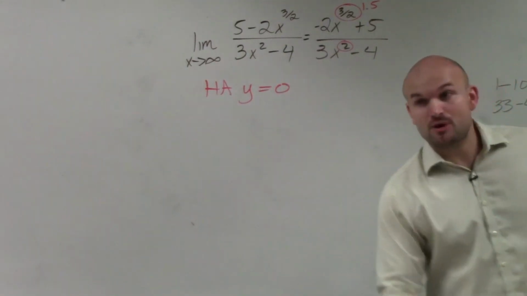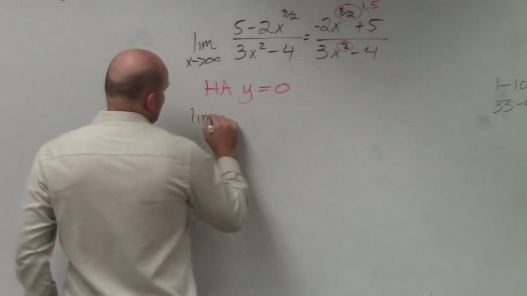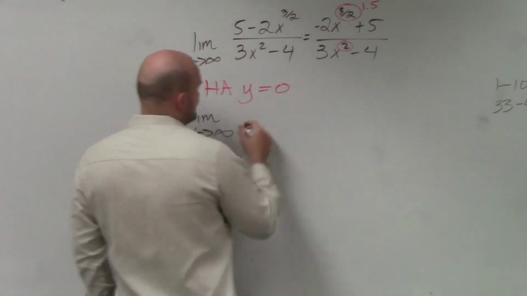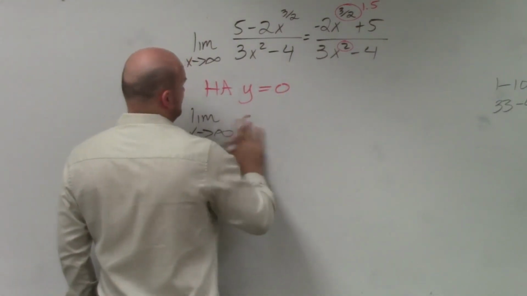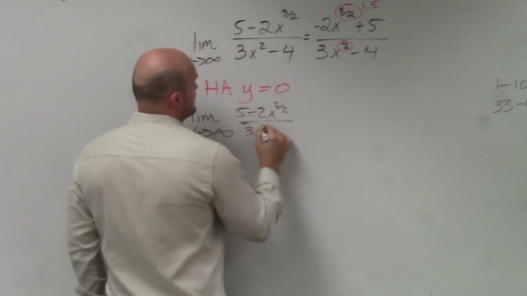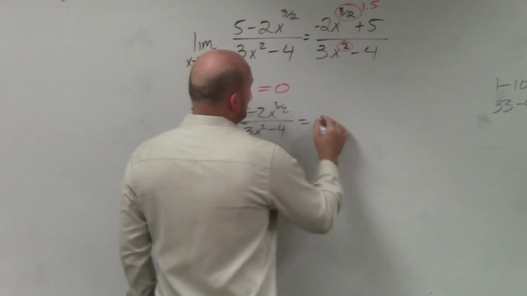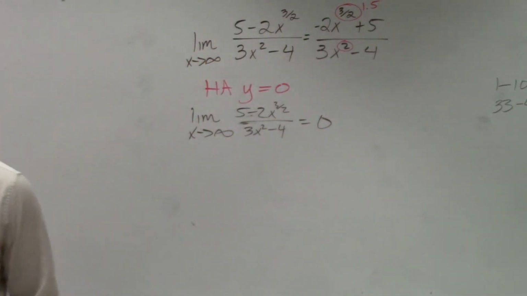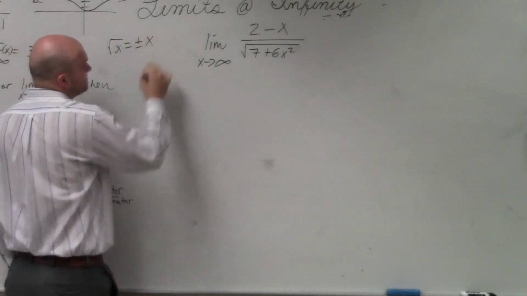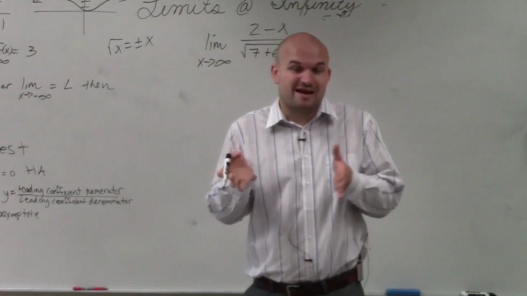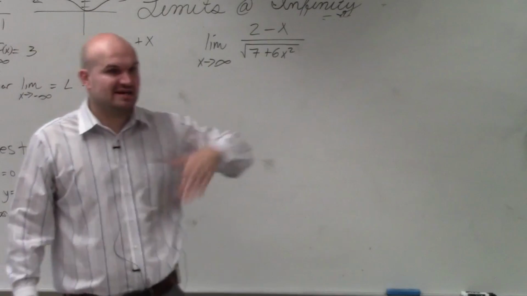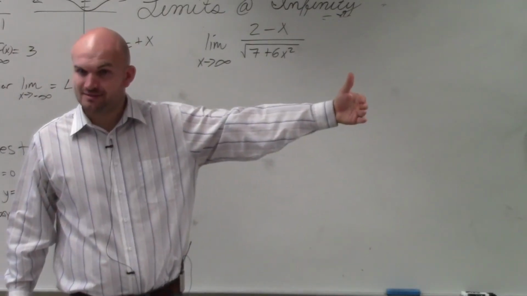asymptote. So if that's my horizontal asymptote, then the limit as x approaches infinity of that is just going to equal 5 minus 2x to the 3 halves over 3x squared minus 4 is just going to equal 0. Done. First of all, remember that the square root of x squared equals plus or minus x, right? Now, since we have x approaches infinity, we're only going to be dealing with the values of x as they're getting more and more positive. Does that make sense? OK.